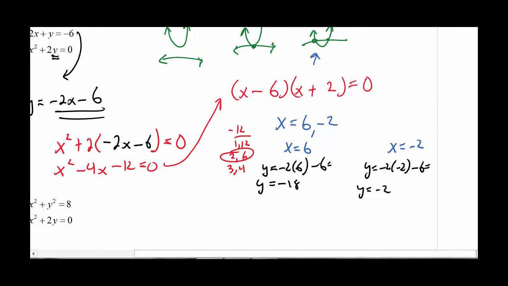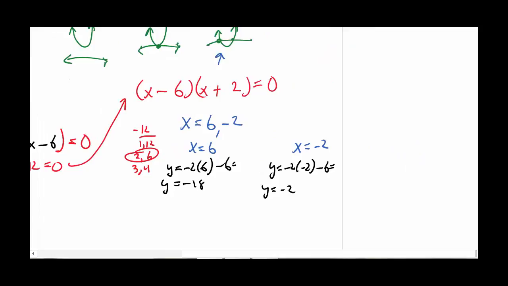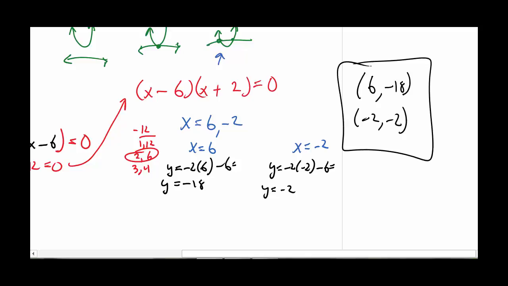Okay, so the very last thing is to partner up the correct ordered pairs. So I have an ordered pair at 6 comma negative 18, and I've got an ordered pair at negative 2 comma negative 2. And so that's my solution to that particular system.